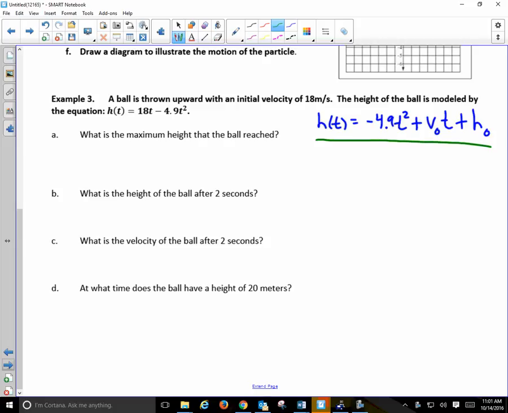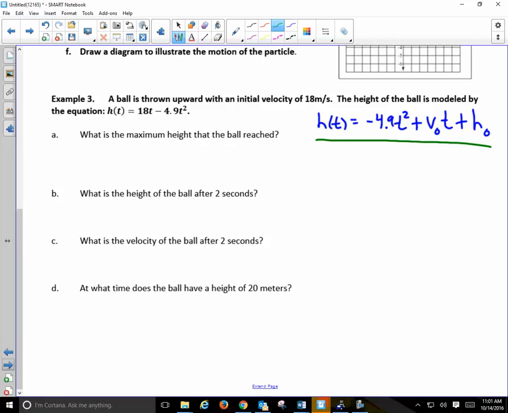Anytime you have an object thrown into the air and it's in meters, it will always be negative 4.9t squared. That's because the acceleration of gravity happens to be negative 9.8 meters per second squared. The initial velocity will always go in front of the linear term, and the initial height will always be at the end. Okay, so in case you're wondering.